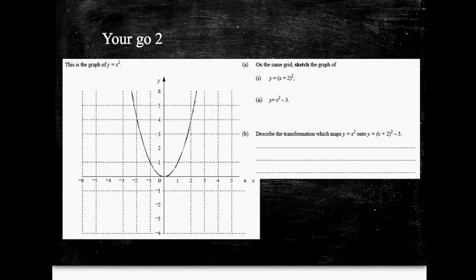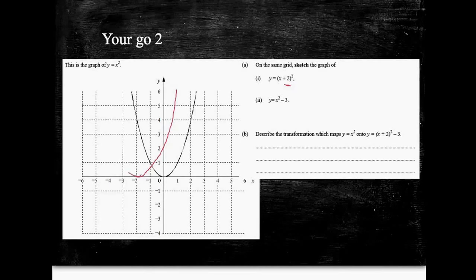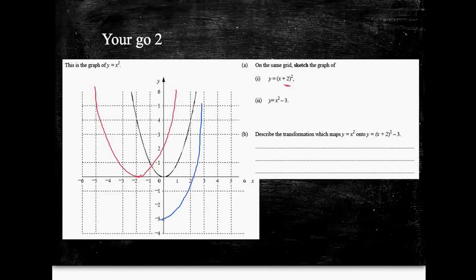Okay, so the first one, y equals x plus 2 squared. This plus 2 means that it's shifted the whole graph to the left 2 units. So that would be something like this. The second one, where we've got x squared minus 3, must mean it's come down 3. So again, we're going to have a graph that looks something like this.